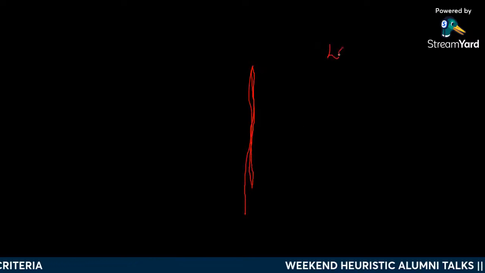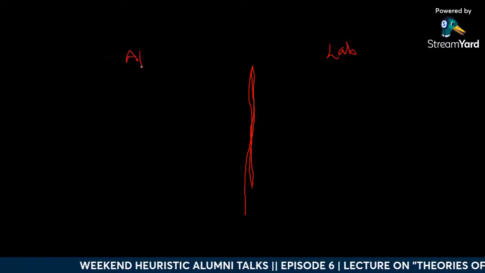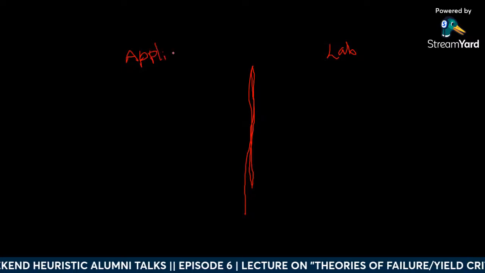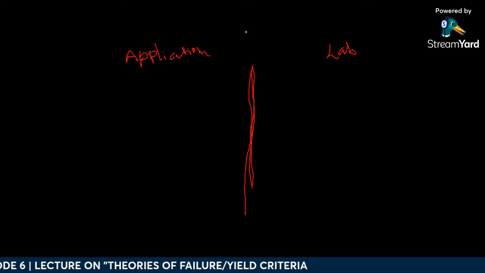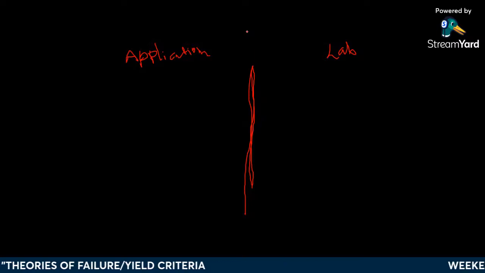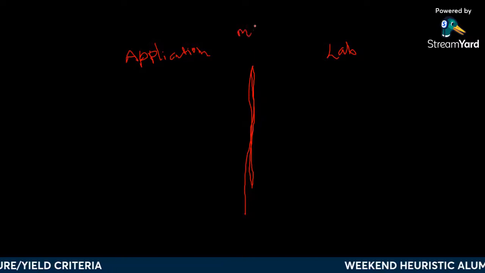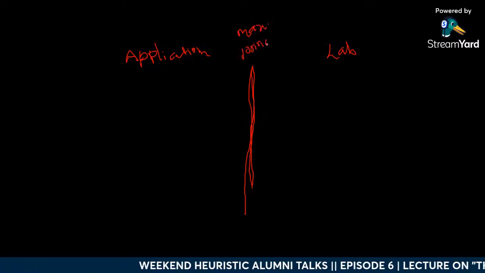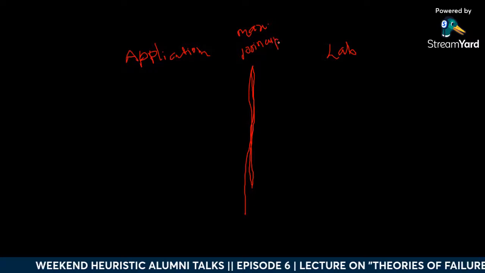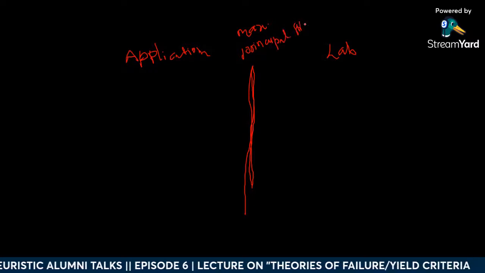Okay, so let's divide the screen into two halves. On one side you have your laboratory situation. On the other side you have your actual application. So what is the parameter here to determine whether it is failure or a successful design? Maximum principal stress. This is the parameter we are going to judge by.